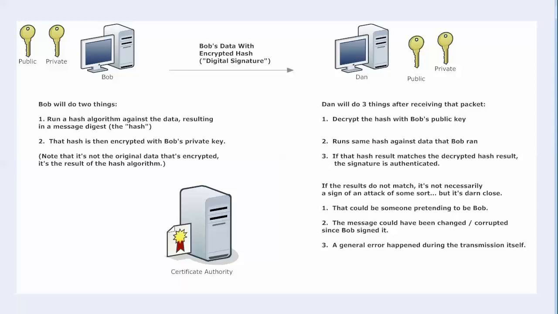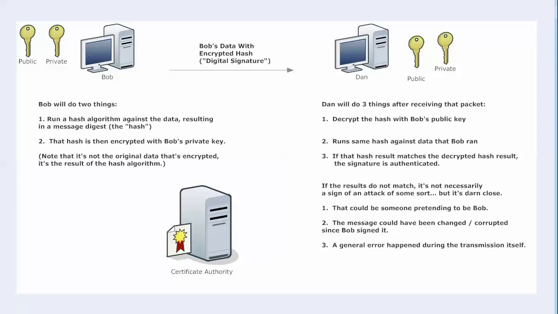What Bob's going to do then is take that hash result and encrypt it with his private key. Now note that it's not the original data that's being encrypted here. It is the result of the hash algorithm. It is the hash result itself. So now we've got Bob's data being sent over to Dan with an encrypted hash. That encrypted hash is attached to the packet, and that is actually the digital signature itself.